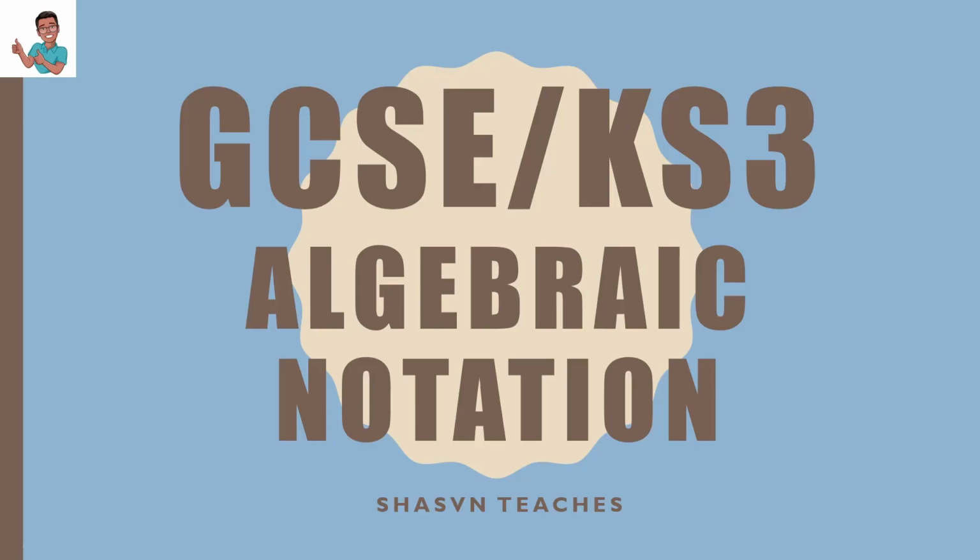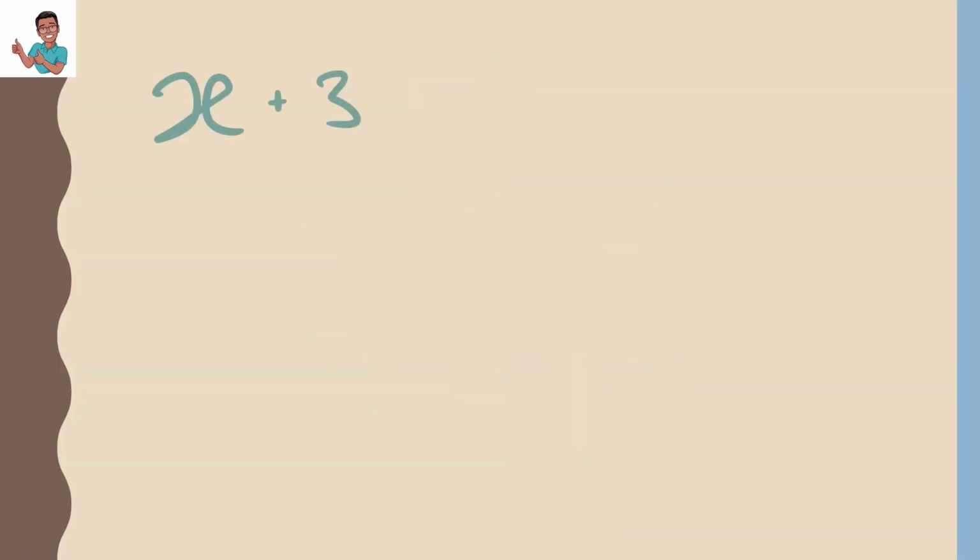In this video, we're going to be looking at algebraic notation. Here we have x plus 3. X is a variable and we do not know the value of it. Let's say in this instance x is equal to 10. We're going to be making changes to the 10 by adding 3.